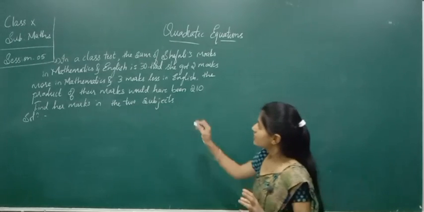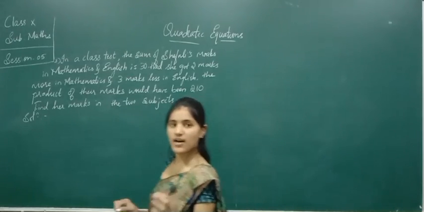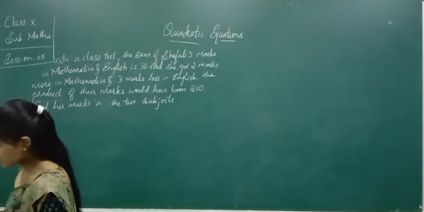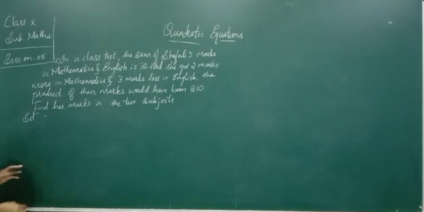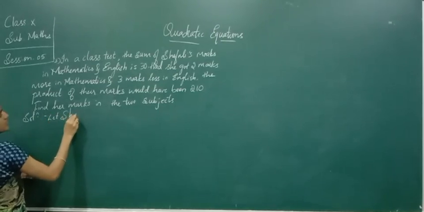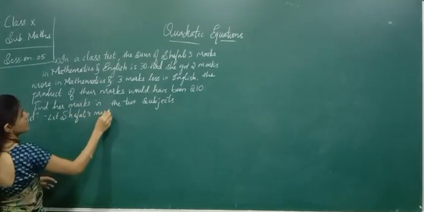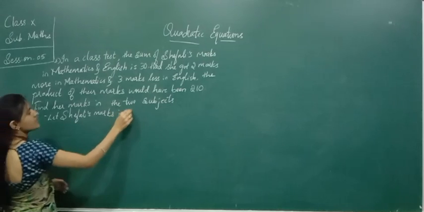See, since they have given the sum as 30, what we'll do is, let Shefali's marks in mathematics be, let Shefali's marks in maths be how much?